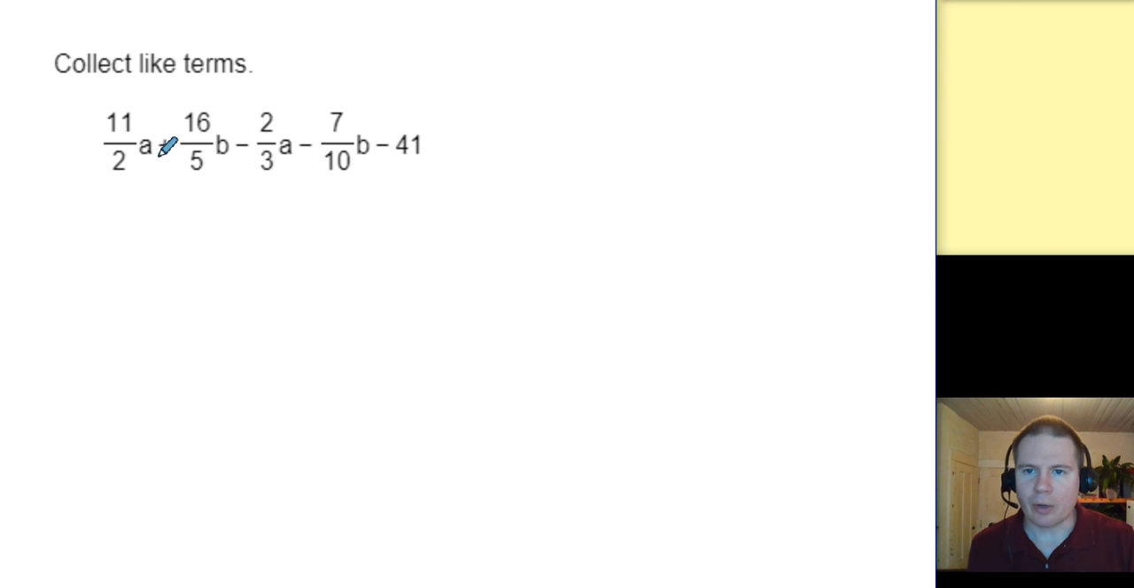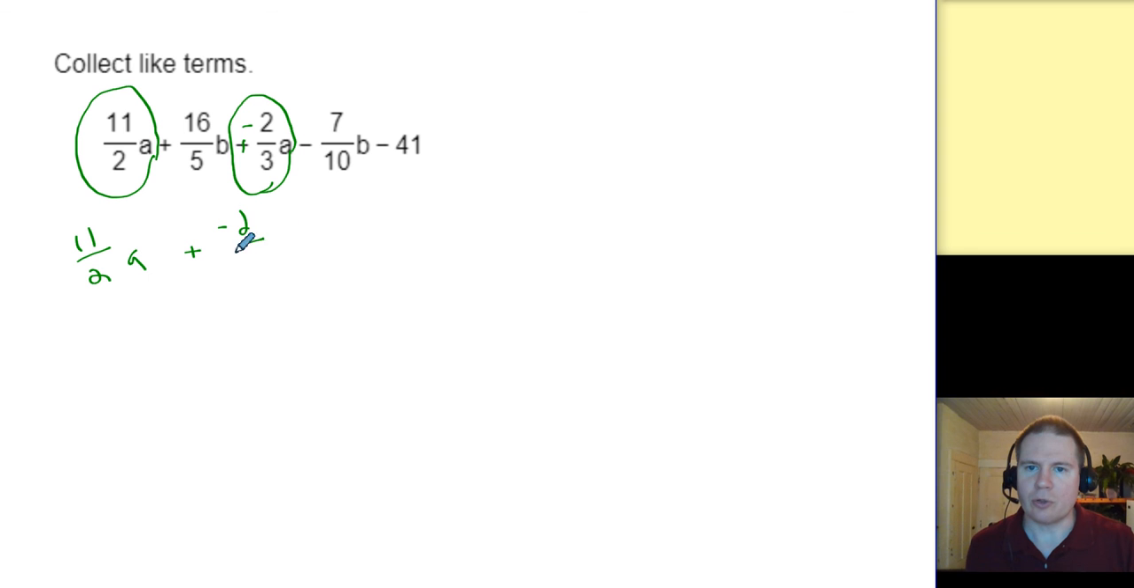I've got one term with a and another term with a. Notice in front of this term there's a minus, so that means it's a negative. So I'll lump those together. 11 halves a and negative 2/3 a. Well, the a is the same, so in that sense the units are the same, but the denominator is not. So let's get a common denominator here.